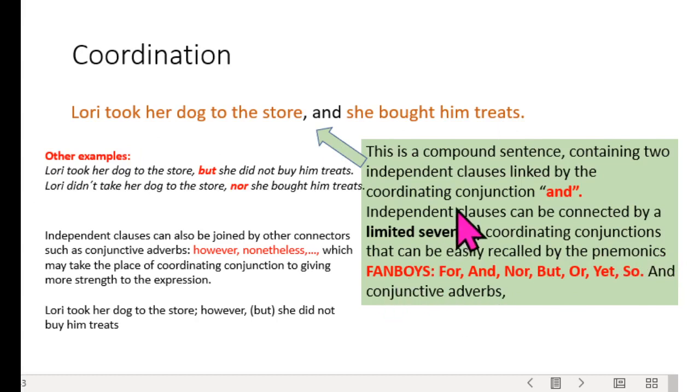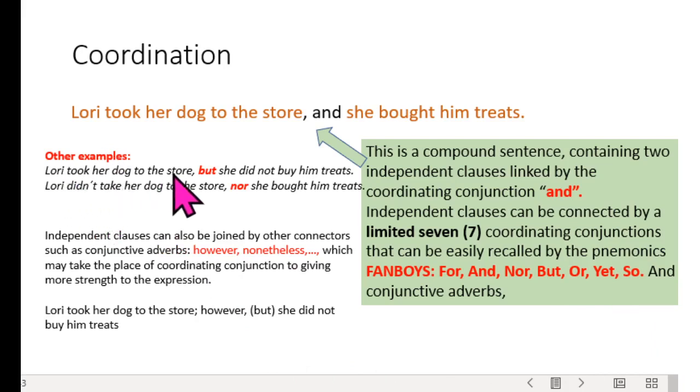For you to know which are the coordinating conjunctions, I want you to look at the mnemonic FANBOYS. In this word, you see that each one of the letters stands for one of the coordinating conjunctions. They are 7 in total. So you see F stands for, A stands for, and so on. FANBOYS. And the coordinating conjunctions are for, and, nor, but, or, yet, and so. Okay? Let's see other examples.